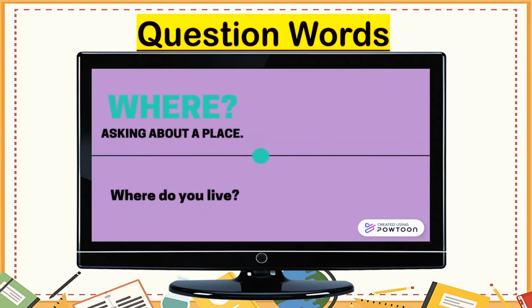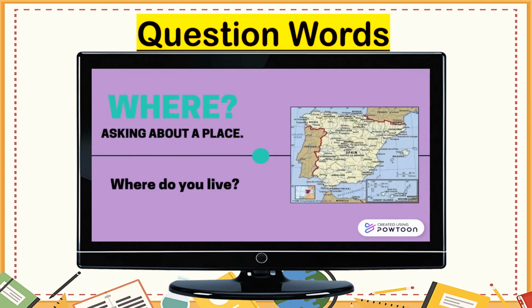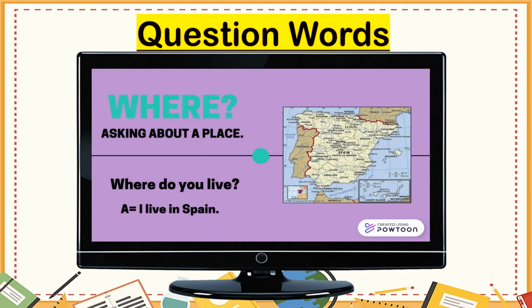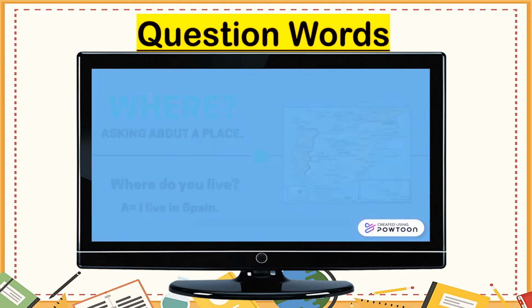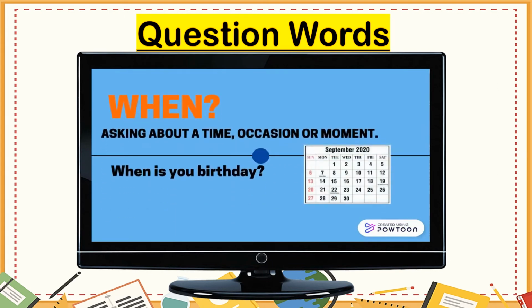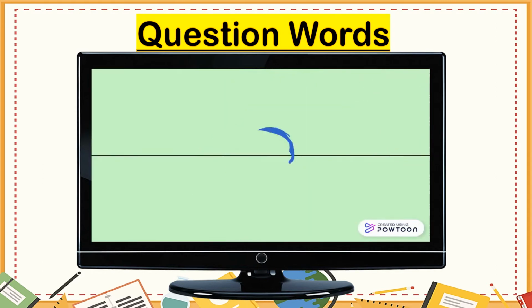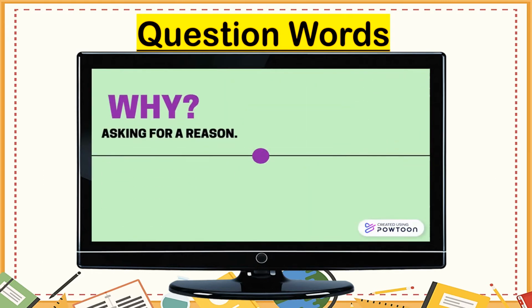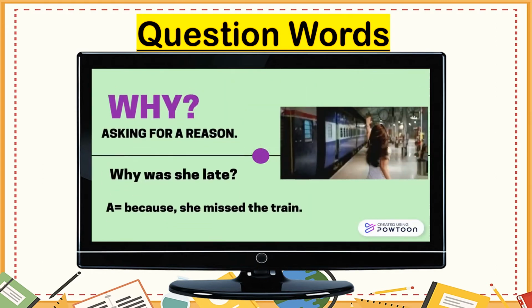If you want to ask about a place, you have to use where. Where do you live? I live in Spain. We use when to ask about a time, occasion, or moment. For example, when is your birthday? It is in September. If you want to ask for a reason, we use why. Why was she late? Because she missed the train.